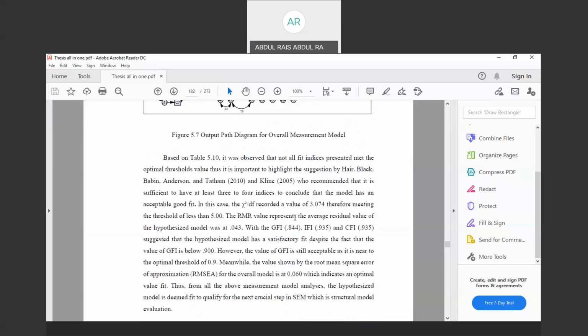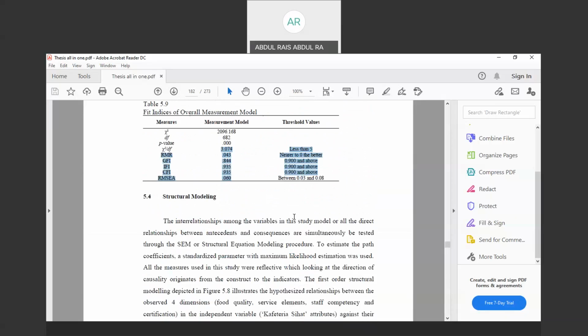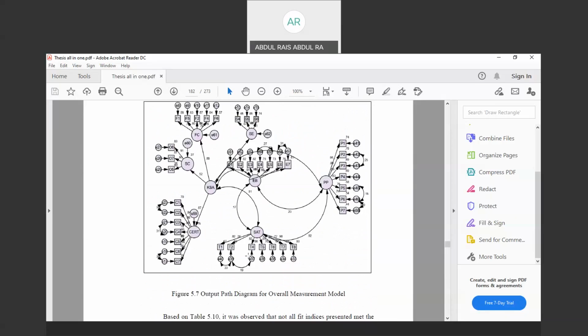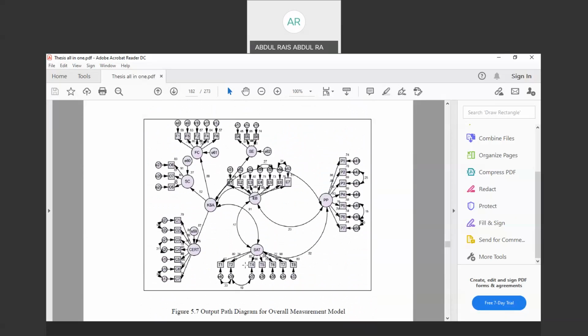And similarly to EFA, there are also loading values. In this case, for the service element, from a total of 7 items, only 3 items are retained, because when we do EFA followed by CFA, EFA may delete 1 item, but when we do CFA, other items are deleted. And the same goes for, for example, satisfaction.